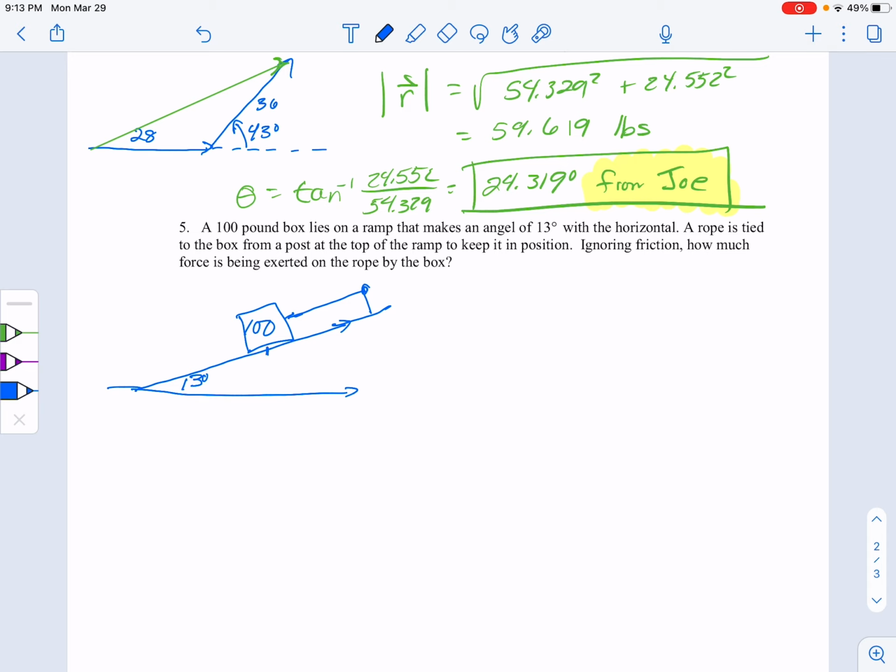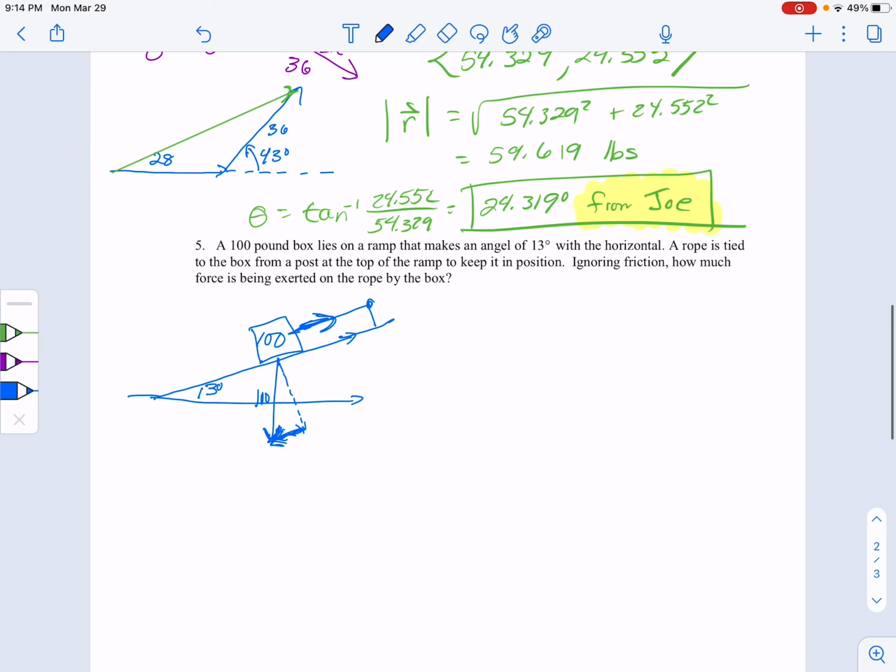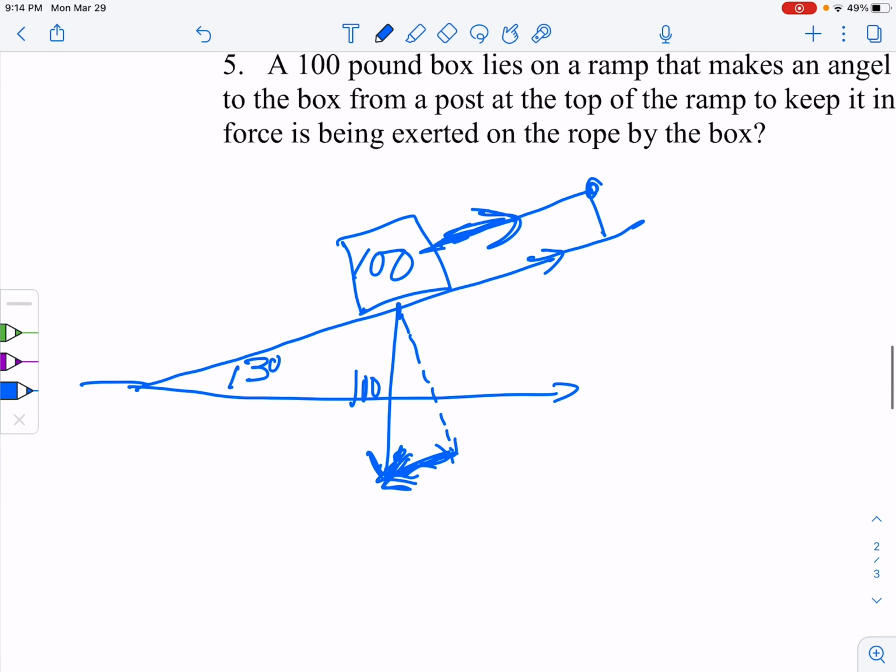All right, so gravity's pulling down. This is 100 pounds. The components of that vector are this one and this one. This is the force that holds it on the hill, and this is the force that's pulling it down the hill. This force and this force have to be the same in order for it to be in equilibrium and not moving. Now you just have to figure out some angles in that triangle. This is a right triangle.